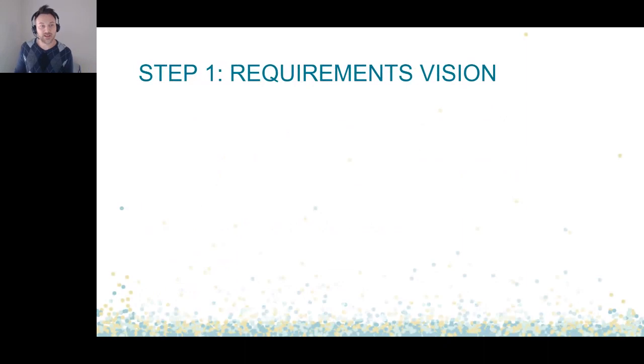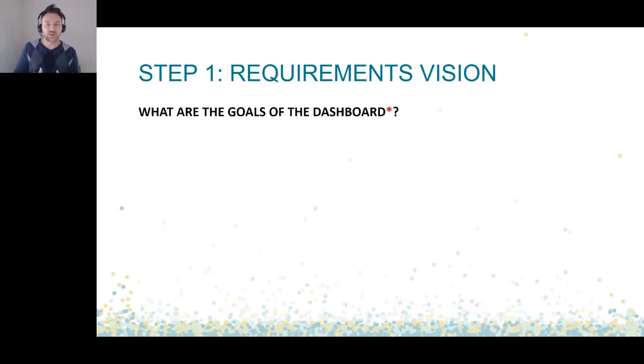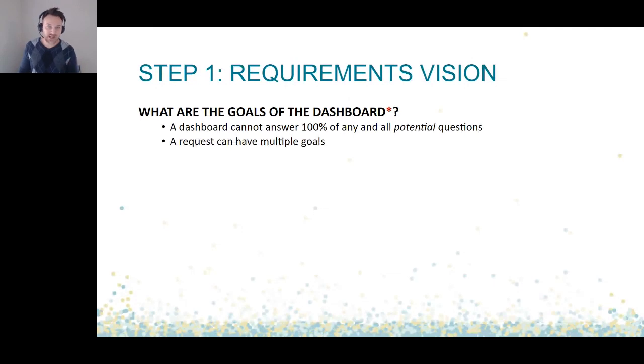So step 1 is understanding the requirements vision. You really need to understand, what is the goal of this dashboard? Why do people care about developing this dashboard? Now, one dashboard can never answer 100% of all questions that might ever be asked. And a lot of times our stakeholders try and solve for all the potential questions that could ever be asked out of this dashboard by saying, here's 18 different filters because I want to slice and dice. Maybe I'm going to find something interesting. One dashboard can have multiple goals, and that's totally fine.